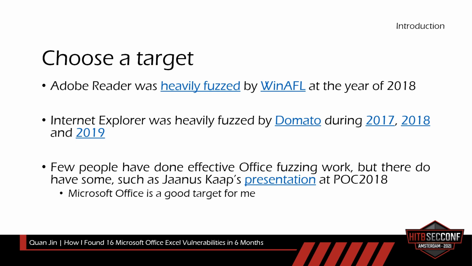Adobe Reader was heavily fuzzed by WinAFL in the year of 2018. Internet Explorer was heavily fuzzed by Tomato during 2017, 2018, and 2019. Few people have done effective Office fuzzing work, but there are some, such as Jaques Kapper's presentation and POC 2018.